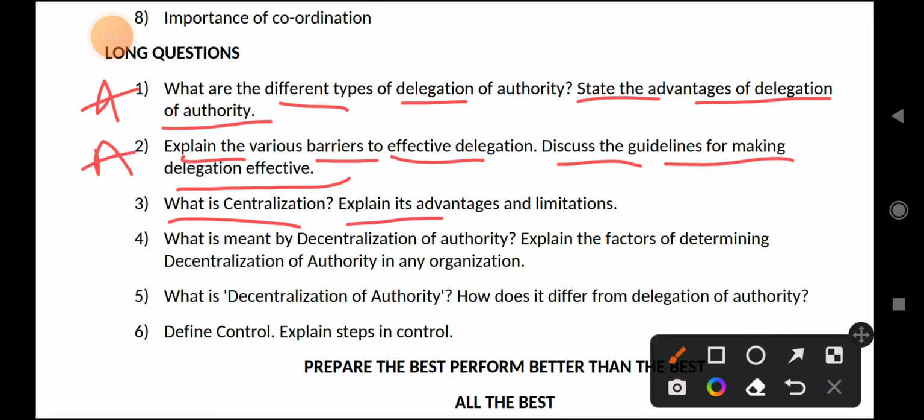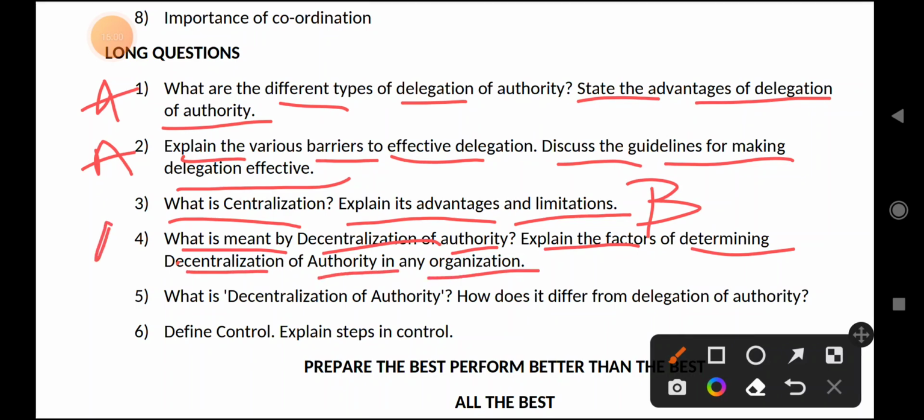What is centralization? Explain its advantages and limitations. This is B category. What is meant by decentralization of authority? Explain the factors determining decentralization of authority in any organization. This is A category question. What is decentralization of authority? How does it differ from delegation of authority?